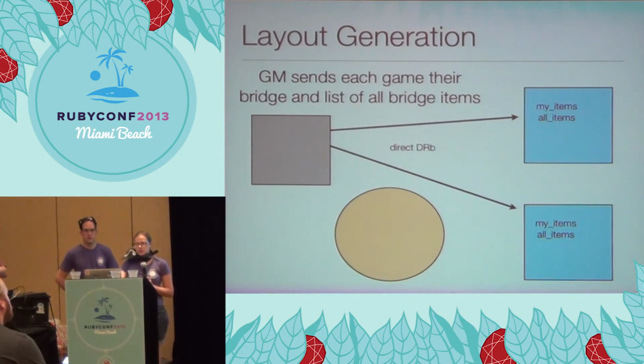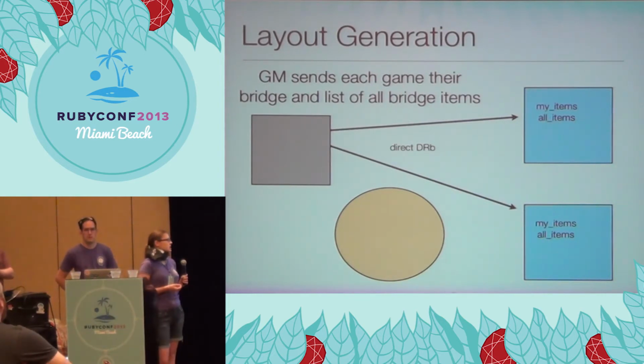So for the layout generation, this is in our game issuing what buttons should appear on each of the games. For right now, the simplest way was to generate a list of all the buttons that should be scattered amongst all the different games, and each game gets that full list. And then it also gets a smaller list of the buttons that should be displayed on that particular game for that stage. And for this, we just simply use direct DRb. There's no real need to use Rinda in this case, since we know exactly who we're talking to at this point.